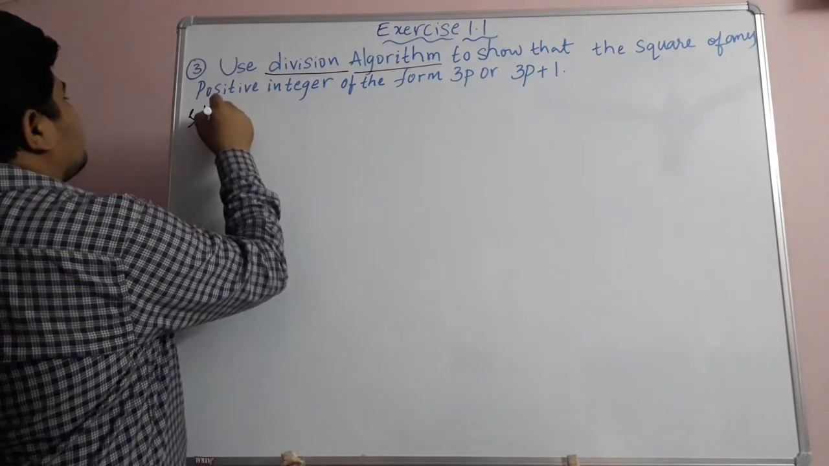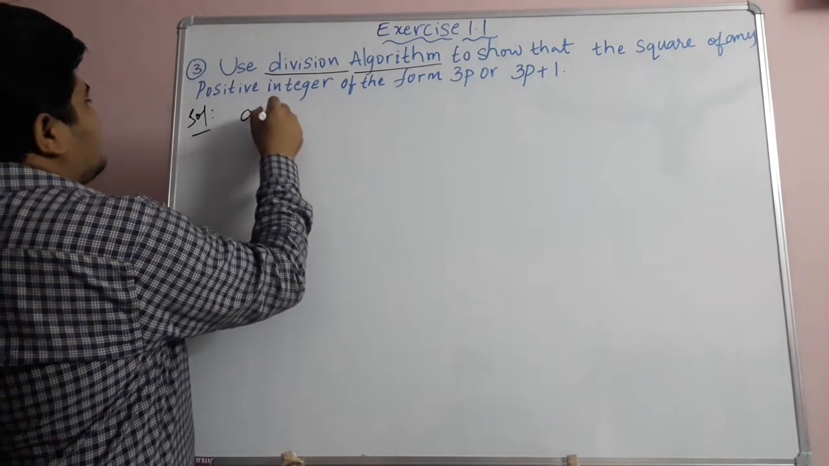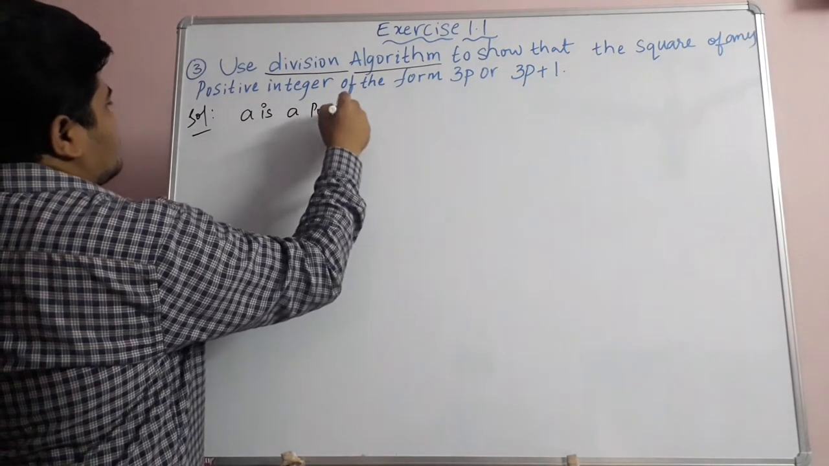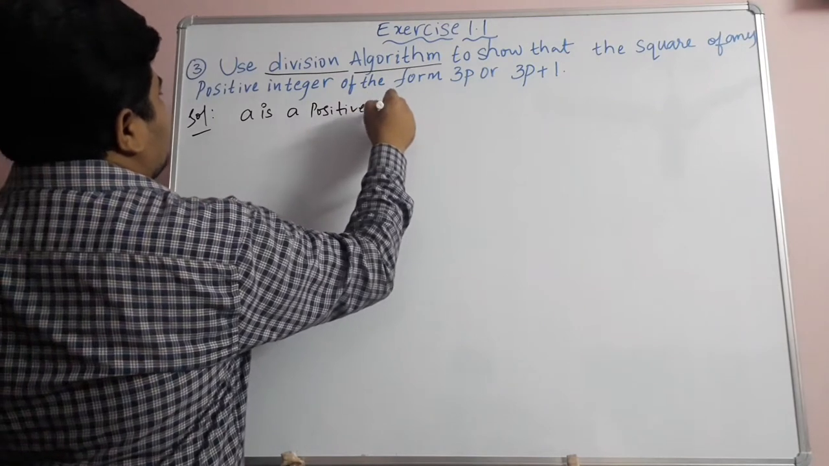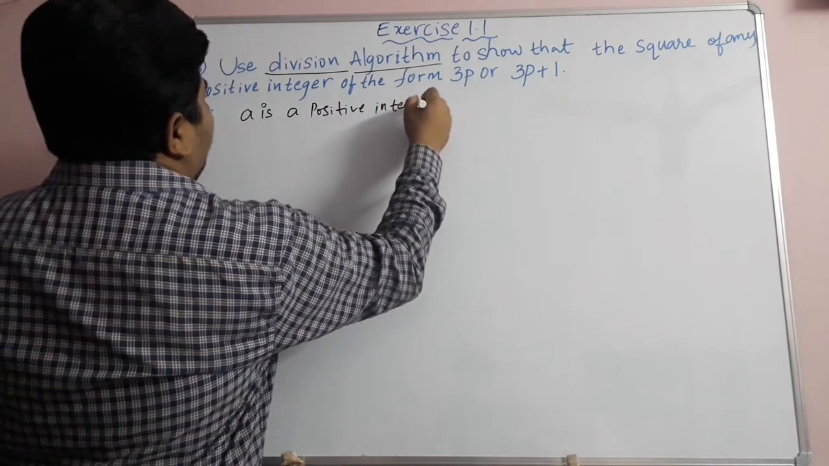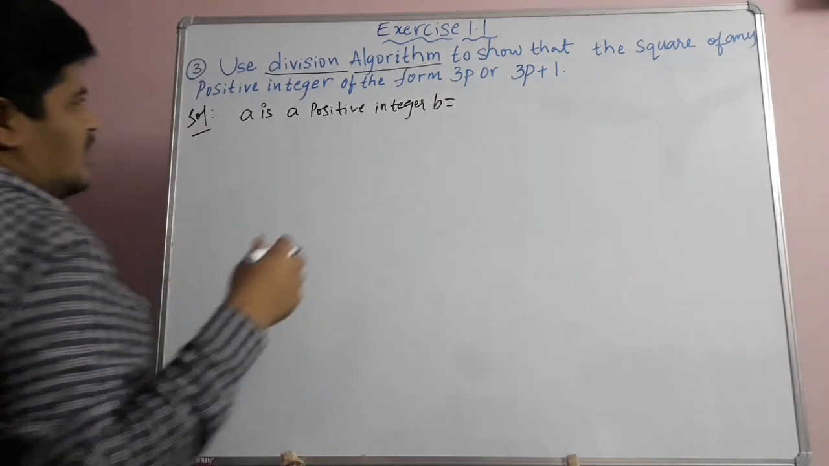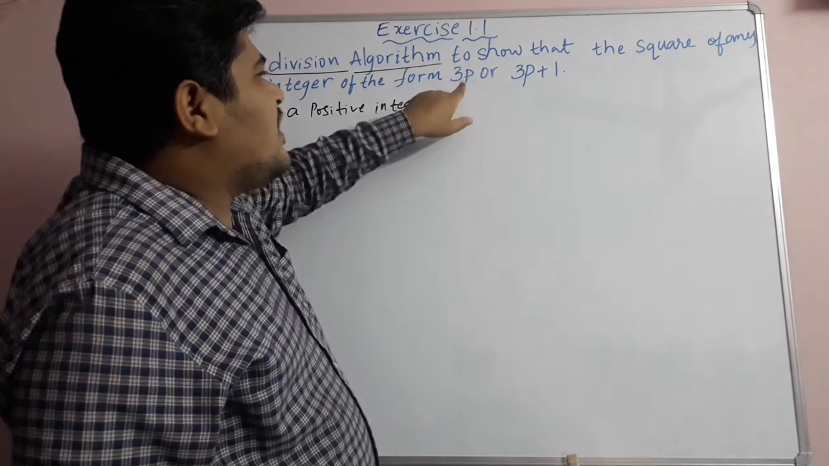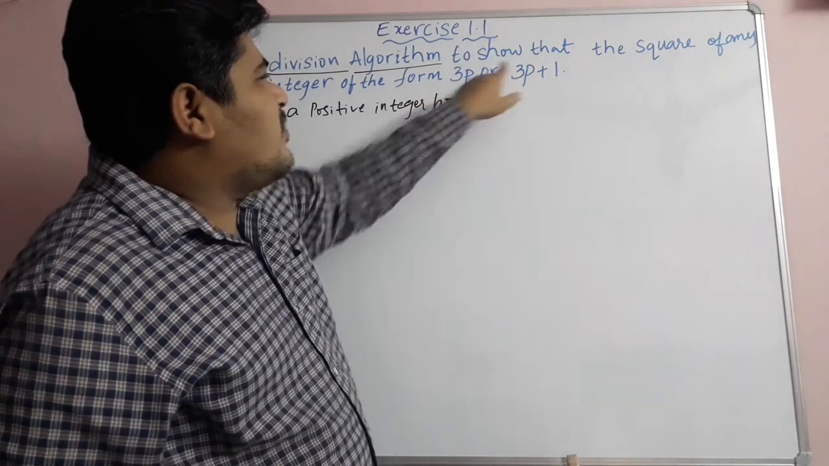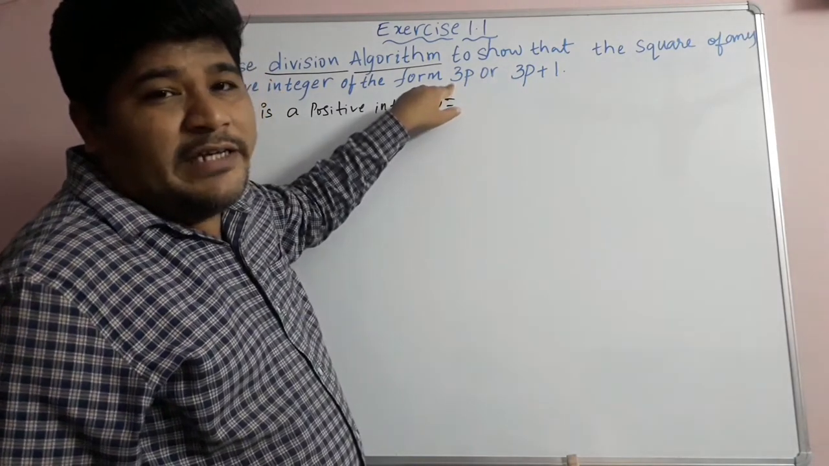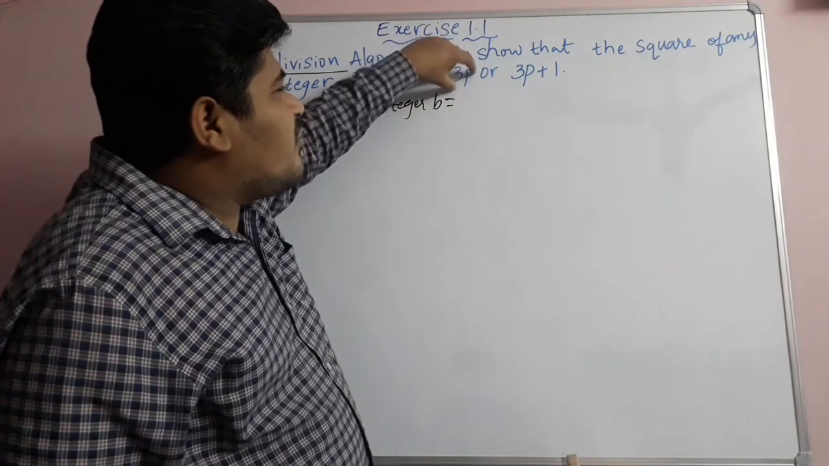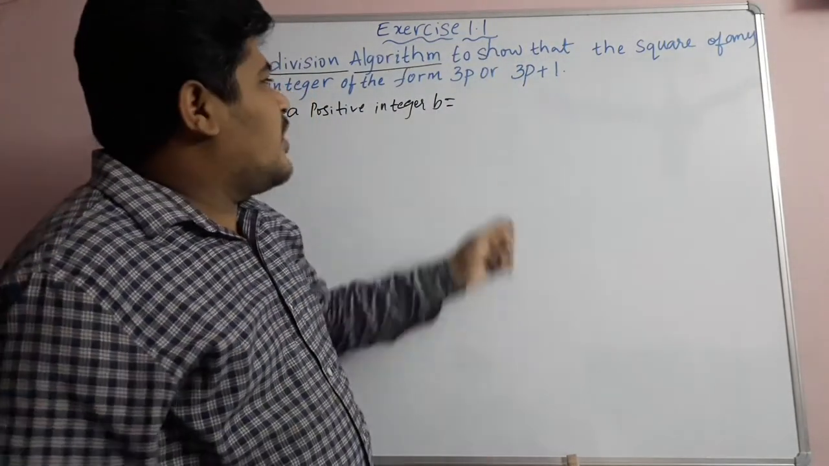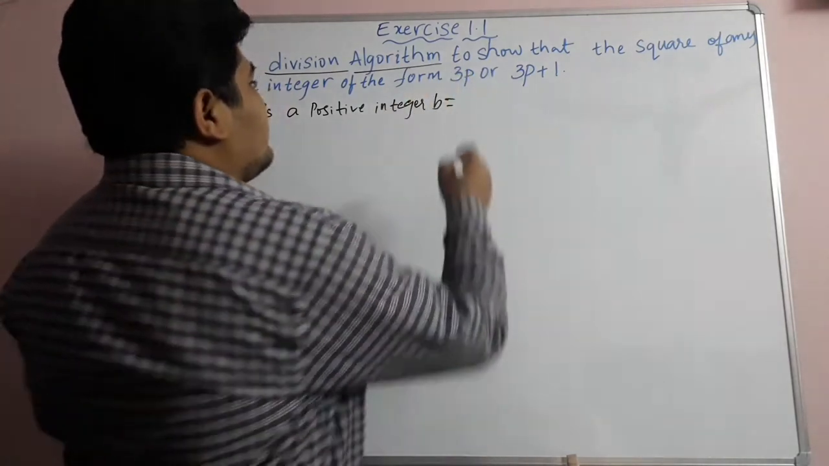So, a is a positive integer, and b is equal to... Children, in whatever form they are asking, just check the coefficient of the variable. In 3p plus 1, the coefficient of p is 3. So whatever the coefficient of the variable is, we have to take that as the b value. So b is equal to 3.